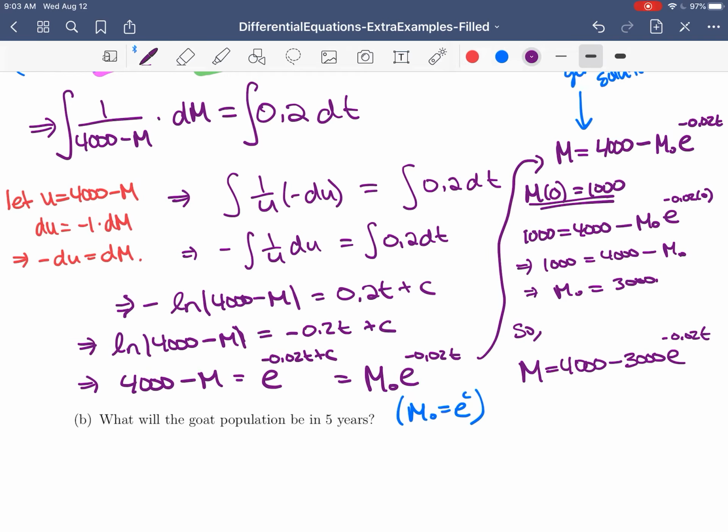Sorry, negative 0.2. When did I switch to 0.02? Somewhere here, right here is where I did it first. 0.02 was what we had in the last example. This one is just 0.2. Oops, this one is not times t, it's times 0. So this one here is our particular solution.